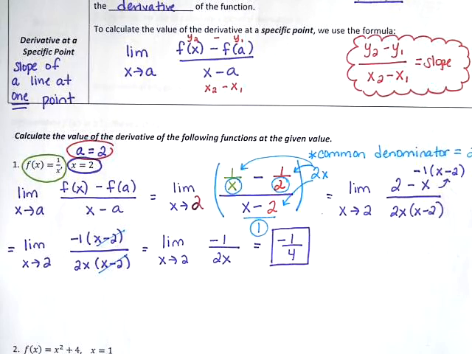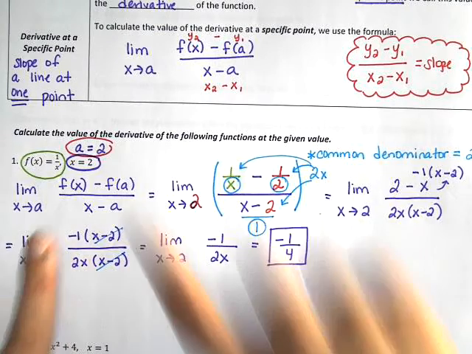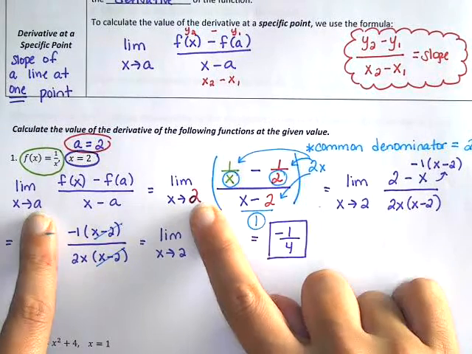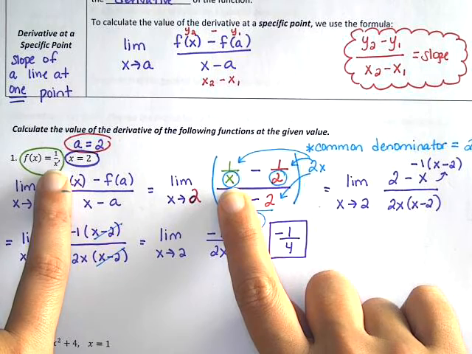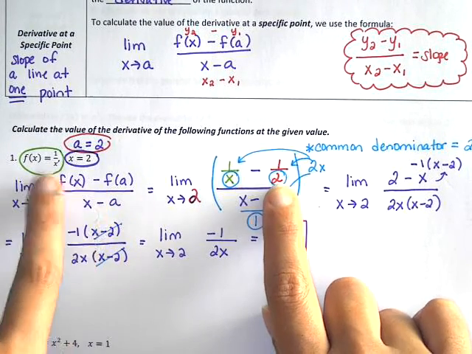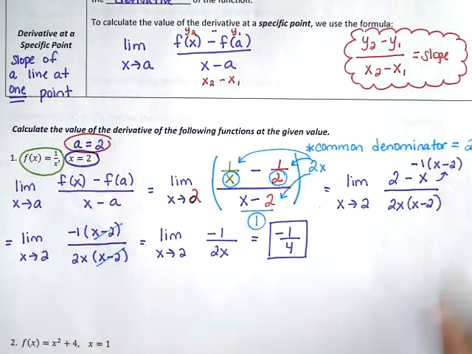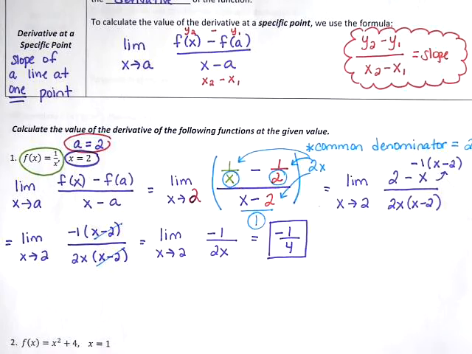All right, let's go through the steps. Here's the general formula. I'm going to just substitute. A becomes 2. F of x is just the original function. F of a is the original function with this number plugged in. X minus a is 2. Do some algebra, which we practiced in the last chapter. Plug in your number and you're done.